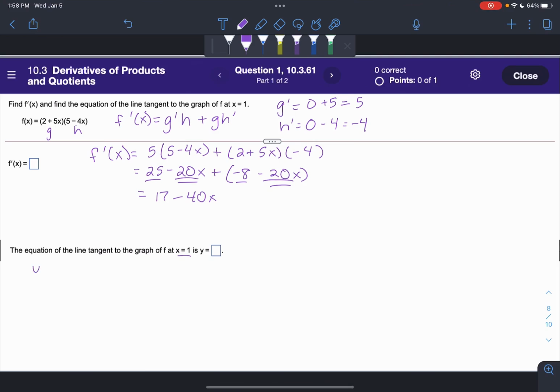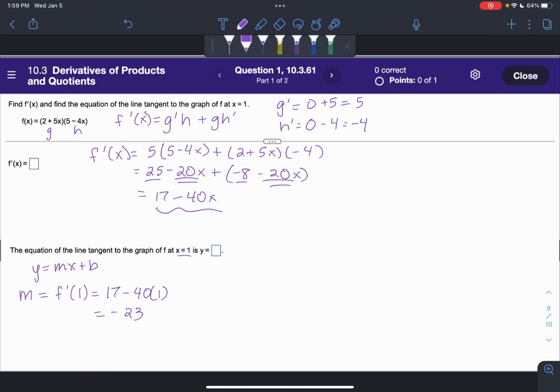So this means that I'm going to have a line, y equals mx plus b, right? And we're saying that the slope of this line is going to be equal to the derivative of the graph at that point, x equals 1, where it touches. So we want to find f prime of 1. And to do that, all we need to do is plug in 1 wherever I see an x in the derivative that we found right here. So 17 minus 40, and substituting that 1, I get minus 23.